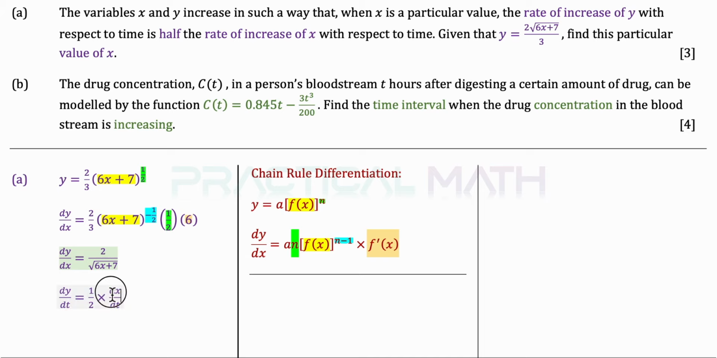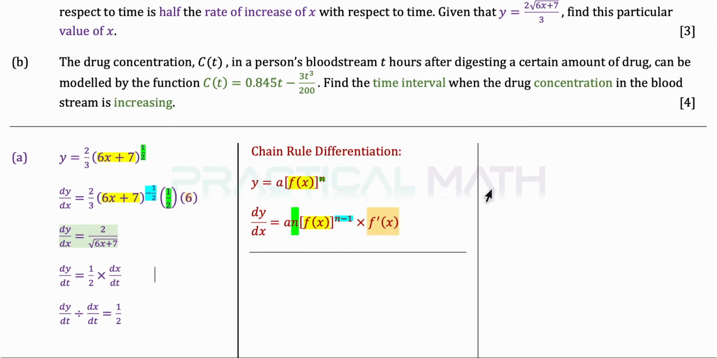Now, if we shift the dx dt to the left side, we have this equation. Over here, dx dt is a multiply. When I shift it to the left, it becomes a divide. So dy dt divided by dx dt shall give us a half. Now let's simplify this further.